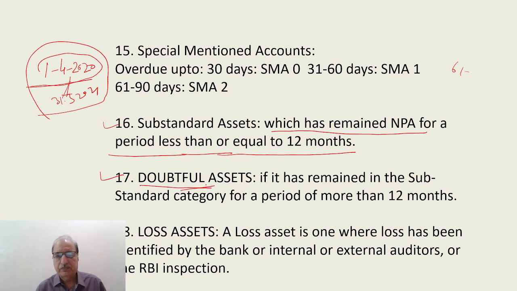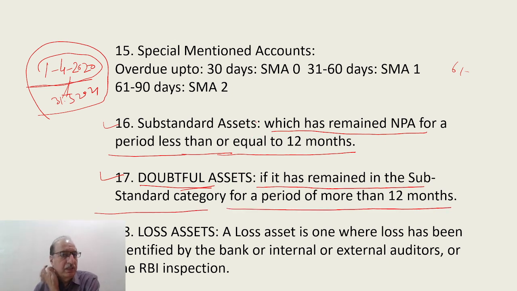Then your doubtful asset. Now doubtful asset comes if it has remained in the substandard category for a period of more than 12 months. More than 12 months means if the account has become NPA on 1st April 2020, it will remain in the substandard category up to 31st March 2021. If it exceeds that period, supposing the account remains substandard for more than 12 months, means it remains NPA on 31st March also, that will become your doubtful asset. So that will be called your doubtful assets.